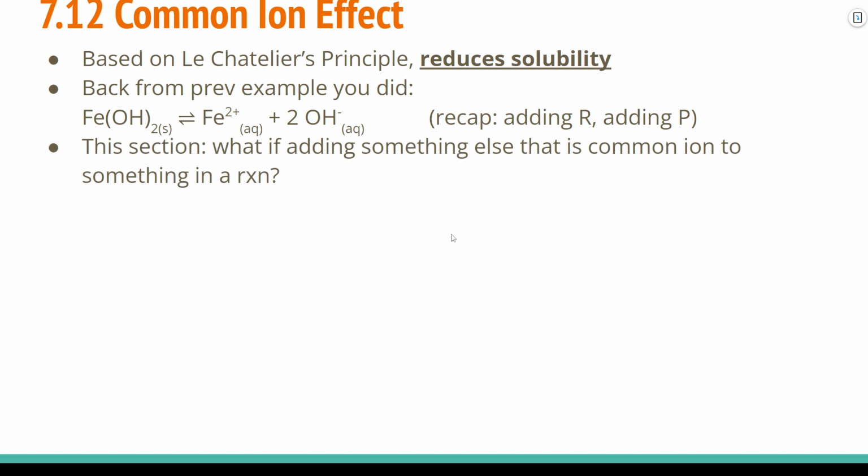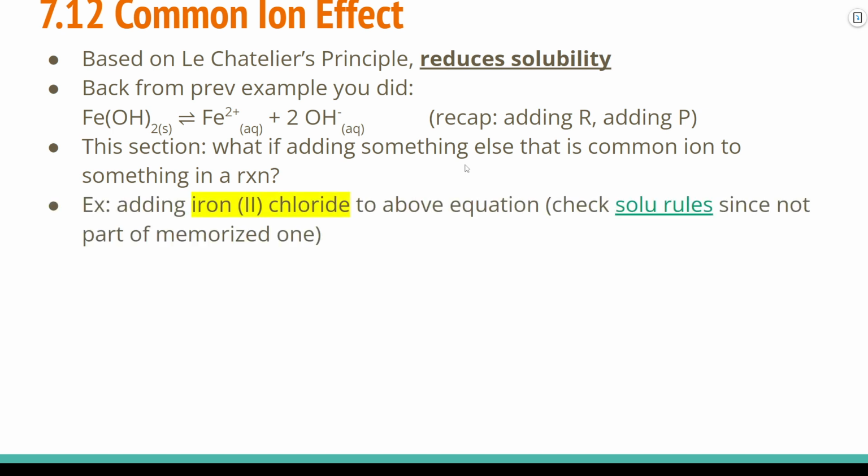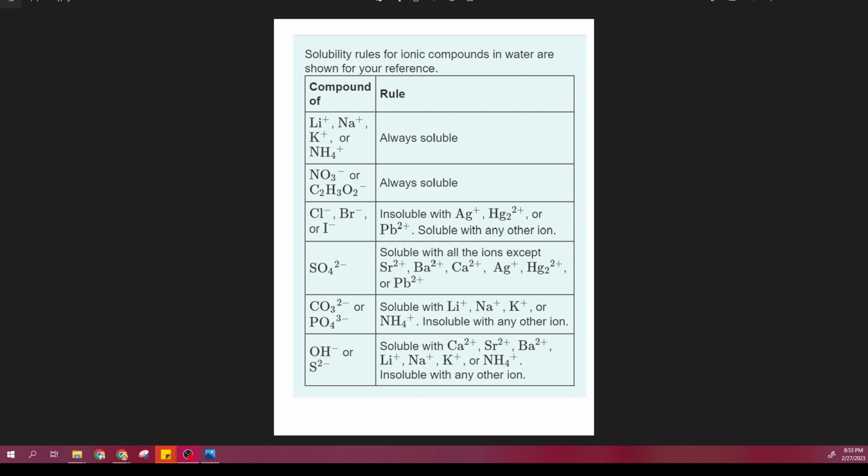Okay. So what if I add something else and it has a common ion to something in the reaction? In this case, we have iron 2 and hydroxide, and so I'm going to add something that has a common ion to that. So, for example, what if I add iron 2 chloride? And so we need to check the solubility rules. So here you can see the solubility rules for this. And so we're talking about iron 2 chloride. If I look at the chloride ion here, it says insoluble with these ions and soluble with everything else. So for iron 2 chloride, it's going to be a soluble thing, so we can dissolve it in water.